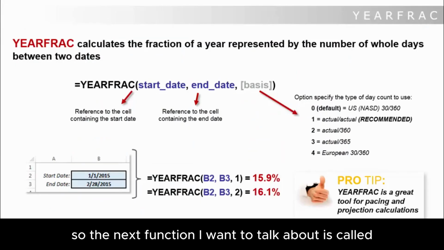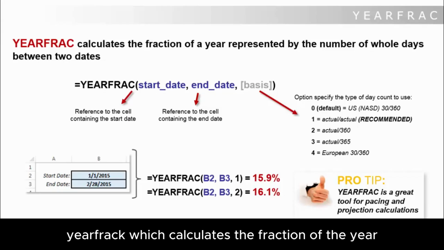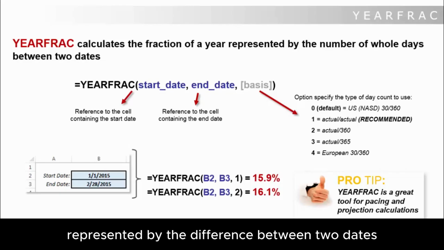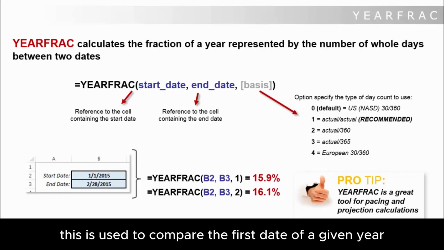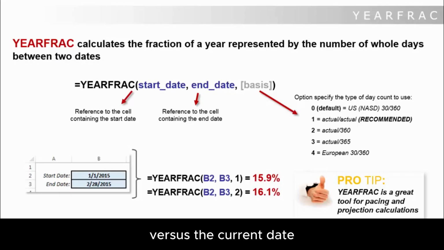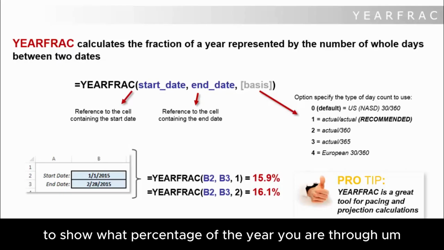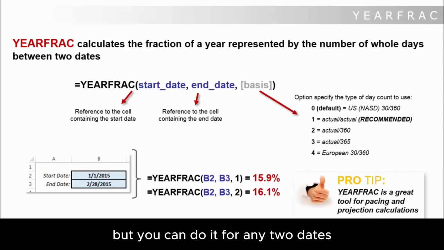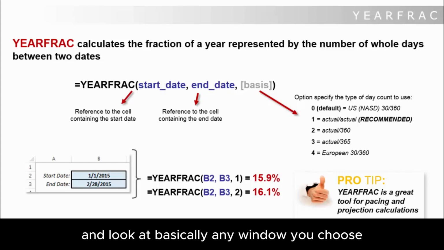So the next function I want to talk about is called YEARFRAC, which calculates the fraction of a year represented by the difference between two dates. So typically this is used to compare the first date of a given year versus the current date to show what percentage of the year you are through. But you can do it for any two dates and look at basically any window you choose.